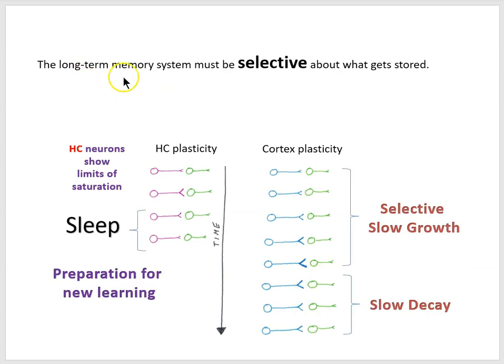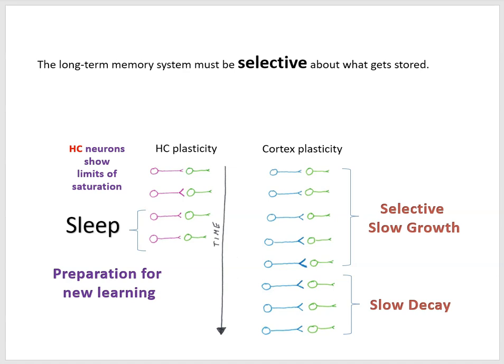So we want our long-term memory system to be selective about what gets stored. We've got a fast-learning hippocampal system, but we have the limits of synapse saturation here, so we have to sleep to reset our synapses. And we've got a limited number of cortical neurons and synapses, so we want to be selective about the information that gets stored in the cortex. Now, what kinds of things would brains be wise to store?